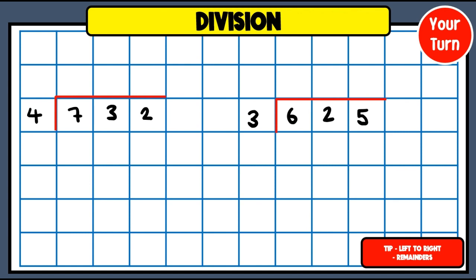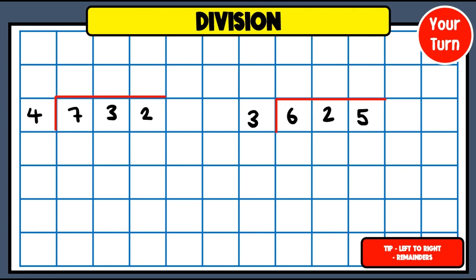Right, let's go through some answers then. So pause the video if you're not ready, but the answers we'll do now. So we've got 2 divisors, we've got 4, so our 4 times table, and we've got 3, our 3 times table. So we know we're going to have groups of 4 and groups of 3. Alright, question number 1. How many times does 4 go into 732?